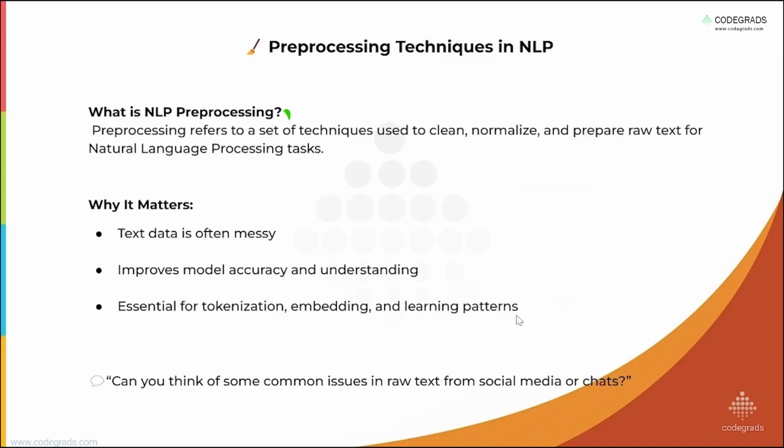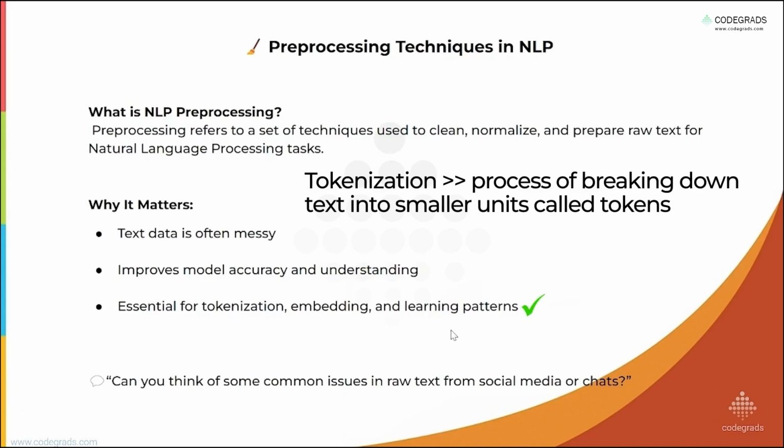So as per the definition, it refers to a set of techniques used to clean, normalize and prepare raw text for NLP tasks. And why it matters is that it is often required to clean messy data, model accuracy is improved, and so is understanding. For tokenization, embedding and learning patterns, it is very important.